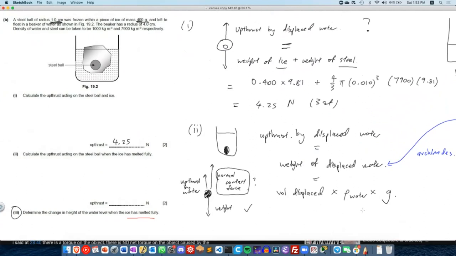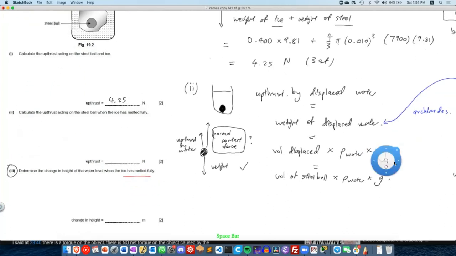So in this case, we're given the density of water in this question, 1000 kg per meter cube. We know g, and how do we find the volume of the displaced water? Well, because the steel ball is fully submerged in the water, the volume displaced is just equal to the volume of steel. Then we multiply by the other two constants. The volume of the steel ball is 4 over 3 pi r cubed, the density of water is 1000, and g is 9.81, and that will give us 0.0411 newtons.